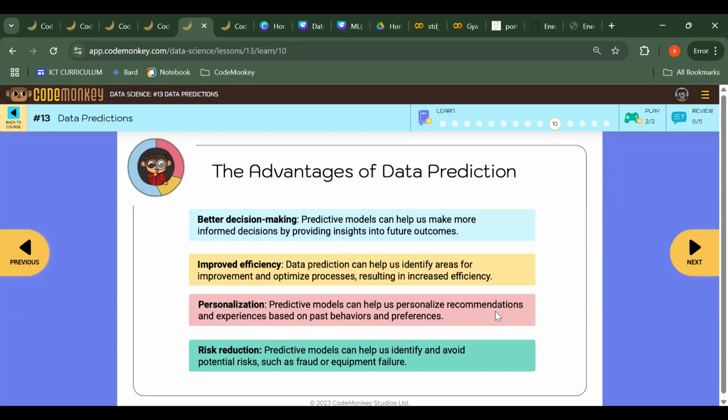And personalization. The predictive model can help us to personalize recommendations and experience based on past behaviors and preferences. If I give an example, what do you mostly use to listen to music? Maybe some might use SoundCloud, some might use Spotify. They use a predictive model to personalize recommendations.